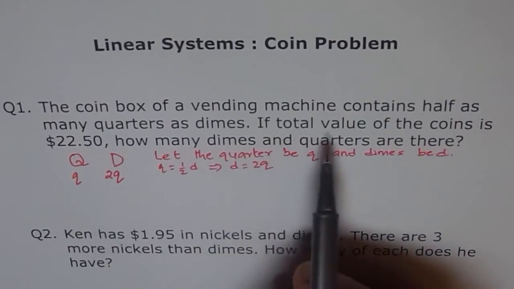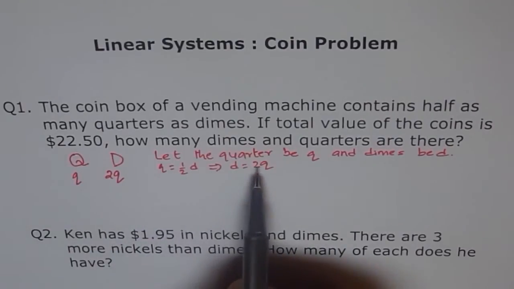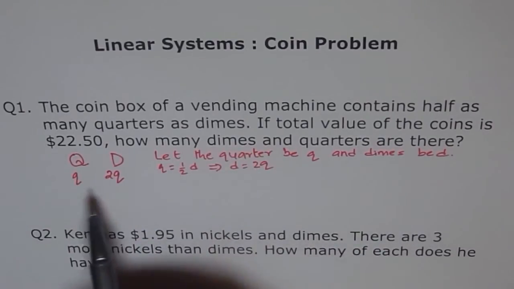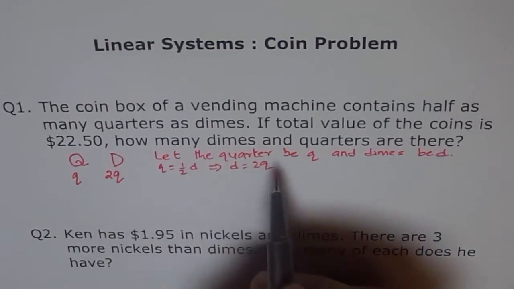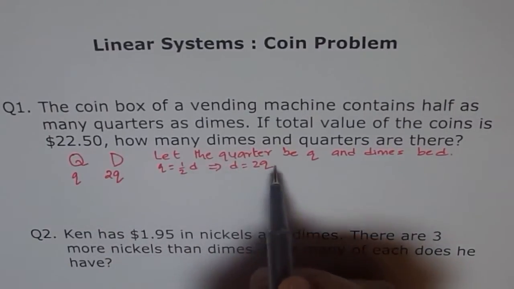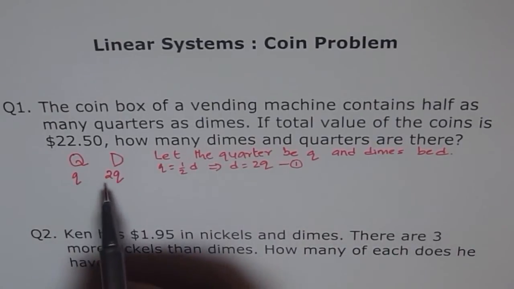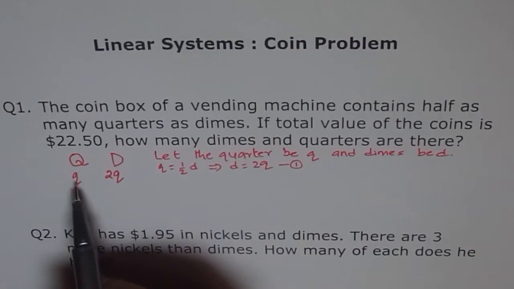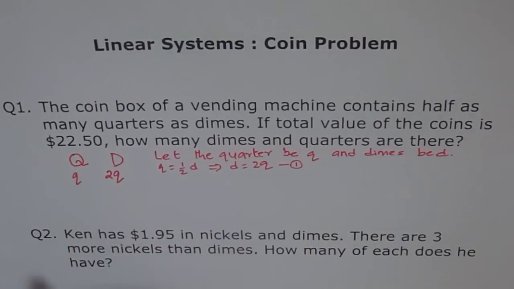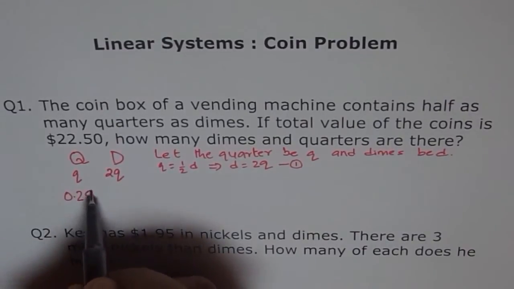Now, if the total value of coins is 2250. First equation we did like this, then we say, well, now we have some quarters and some dimes, and we know how many quarters and how many dimes in one variable, and that is Q for us. So that's my equation number 1, from where I found dimes is 2Q, and therefore now I know that I have Q quarters and 2Q dimes. Now, if you have Q quarters, what is the value of this? Each quarter is 25 cents, correct? So we'll write this value as 0.25 times Q.